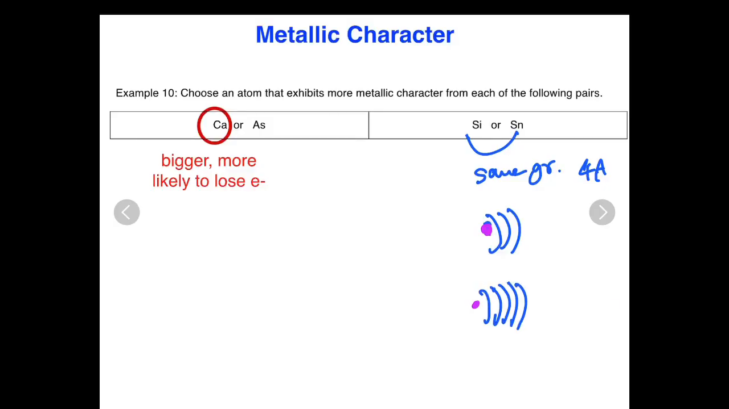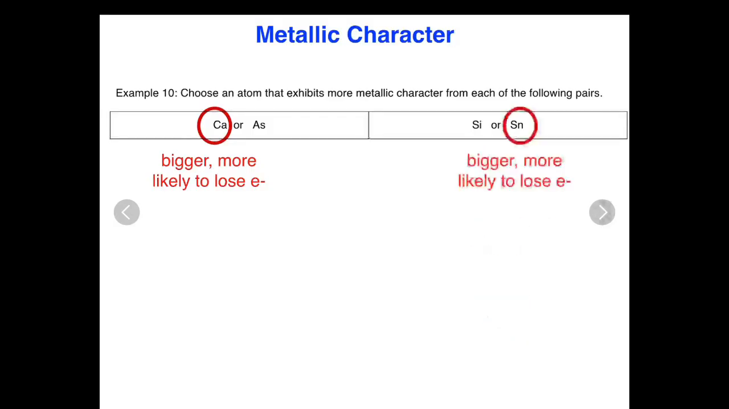So obviously tin has a bigger size than silicon. So in this case, the outer electron right here is going to experience less attraction force from the nucleus. Therefore, it's going to be lost easily, right? In comparison to this electron that is closer to the nucleus. Therefore, in this case, tin would exhibit more metallic character than silicon, because it is easier to lose an electron.